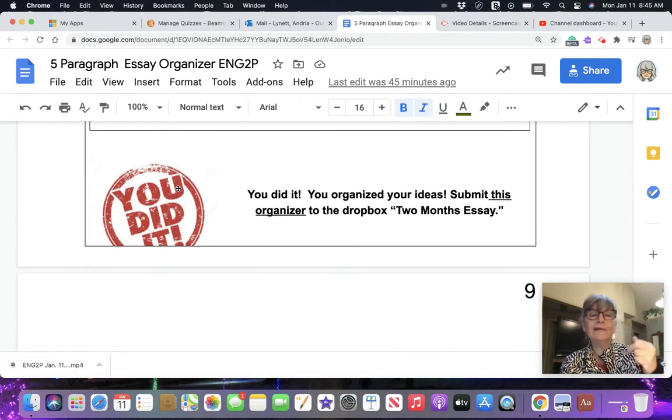And then you did it. There's your stamp. You did it. And I want you to put this entire organizer into the Dropbox, 2 months essay. That's what it's called. I want you to do that before tomorrow at 6 p.m. So if you're in class all day today, I want you to get it done today. But if you're doing something else, I understand. And I just want to have it by Tuesday at 6. You know why? Because I want to give you that feedback.